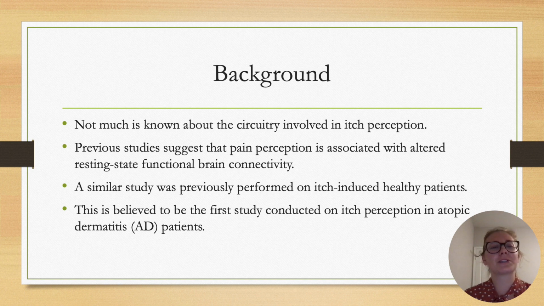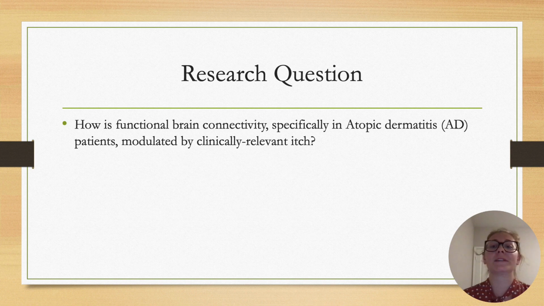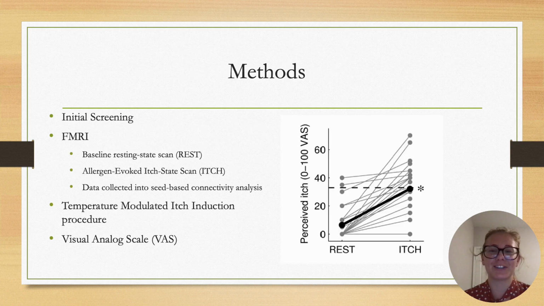Not much is known about the circuitry involved in itch perception. There have been studies that suggest pain perception is associated with altered resting state functional brain connectivity, and even a study regarding itch perception for itch-induced healthy patients. However, until this study, it is believed that there hasn't been any research on itch perception in patients with atopic dermatitis or AD. So before conducting this research, the question was posed, how is functional brain connectivity, specifically in AD patients, modulated by clinically relevant itch? Ultimately, they're asking what the pathway through the brain is for itch sensation.